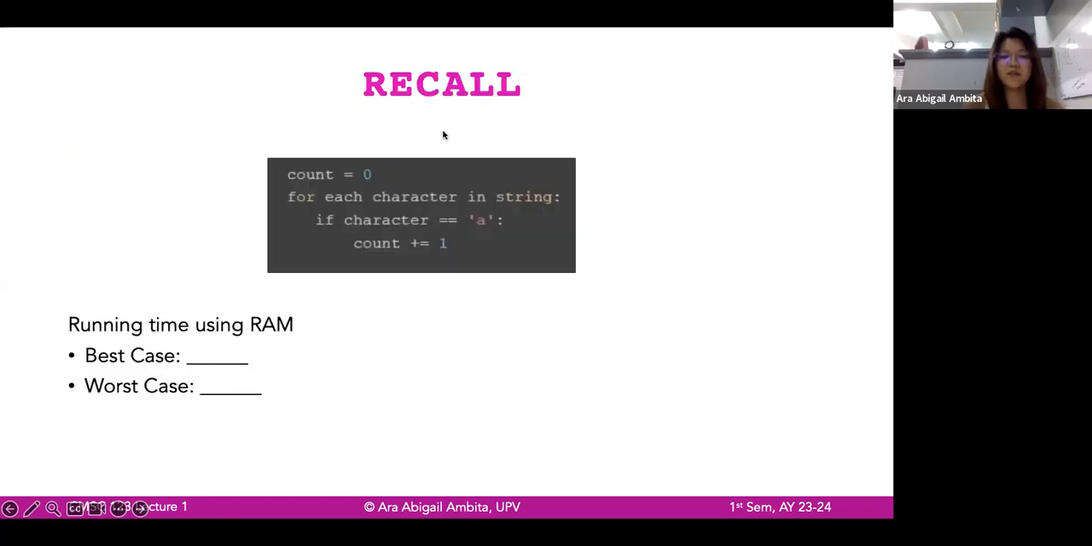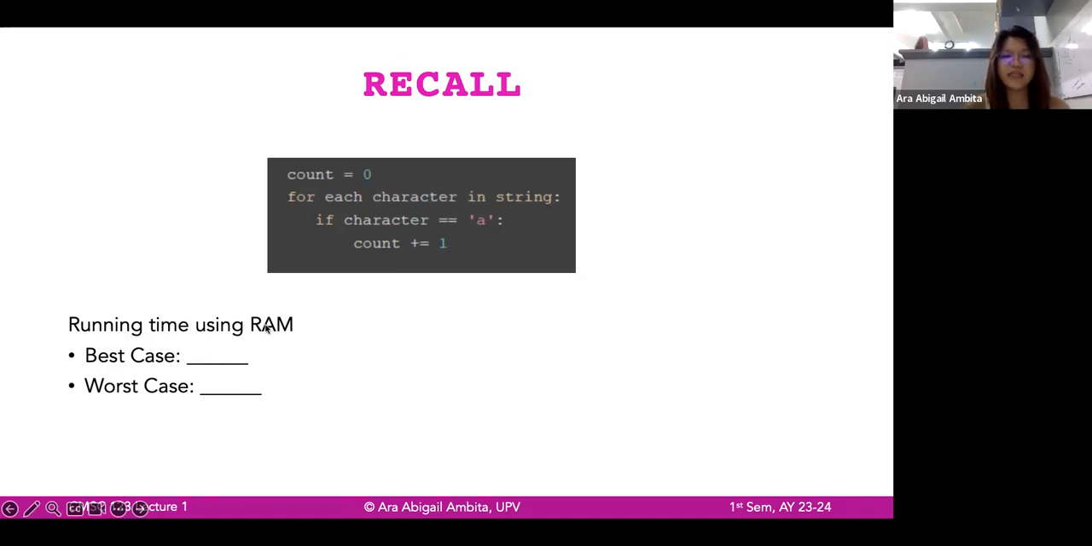So for example, if we have this code, what we want to do is count the number of A's in a certain string. We have a count variable and we initialize it to a value of 0. Then we loop through the string, going through each character. For each character in the string, we compare it with A. If it is A, then we add 1 to the count variable.